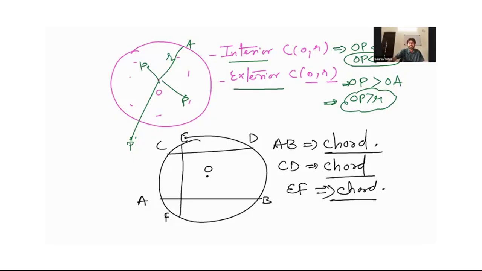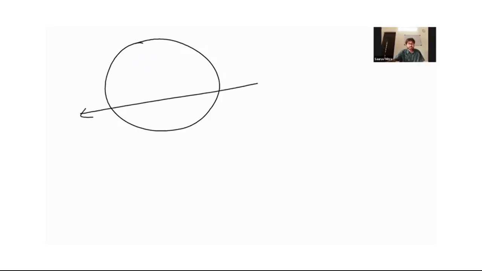Now next, secant. What is the secant? The line which crosses the circle is called your secant. It is your A and it is your B. So AB is called the secant of the circle.